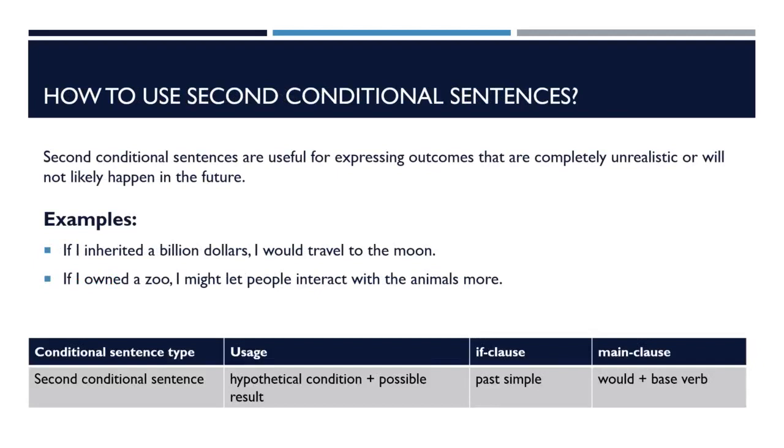How to use second conditional sentences. Second conditional sentences are useful for expressing outcomes that are completely unrealistic or will not likely happen in the future. Examples: If I inherited $1 billion, I would travel to the moon. Second example: if I owned a zoo, I might let people interact with the animals more.